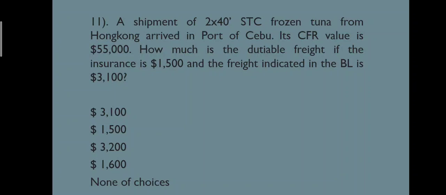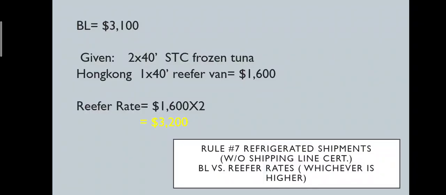So kay 2x40 man ang atong shipment, atong van nga gigamit, so ang kaning 1,600 i-multiply nato siya sa 2. Dara. So natay given nga 2x40 STC frozen tuna nga reefer van. So kay Hong Kong man ang port of origin, so ang $1,600 i-times nato siya og 2. So mao na siya na natay reefer rate nga $3,200.